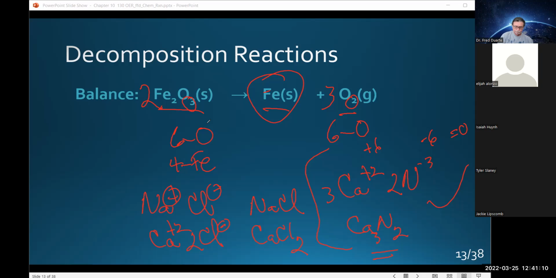Okay, now, having left the iron alone there, I can simply put a 4 in front. And guess what? Now my irons are balanced. Okay, so I require 2 iron 3 oxides to give me 4 irons and 3 molecules of oxygen.